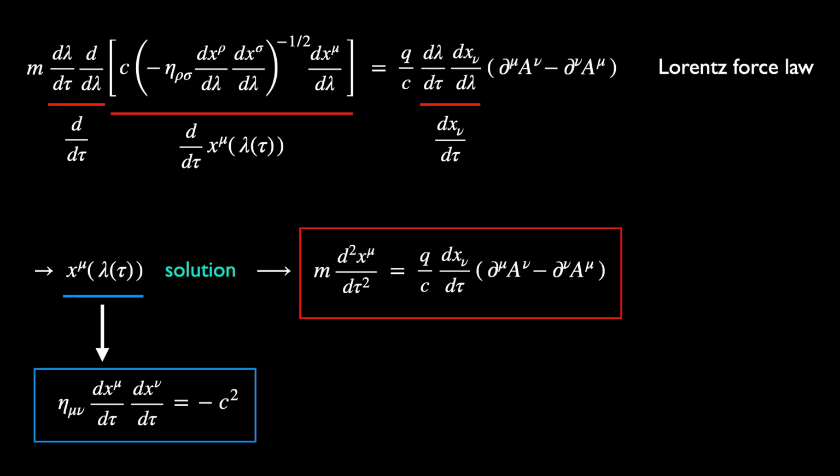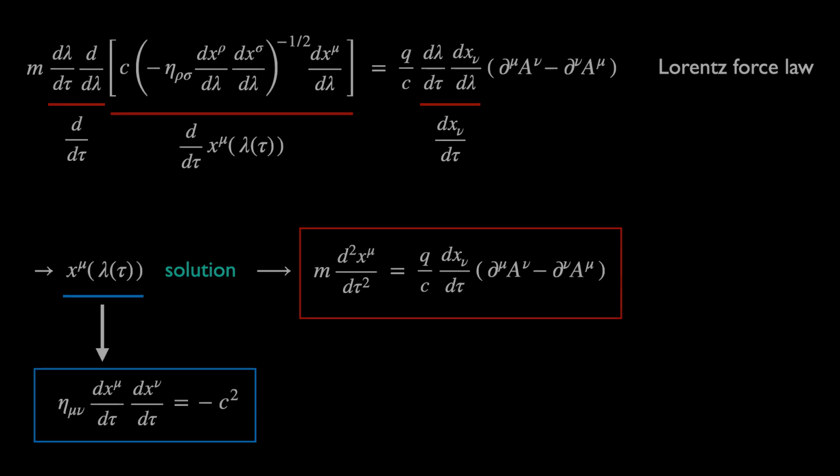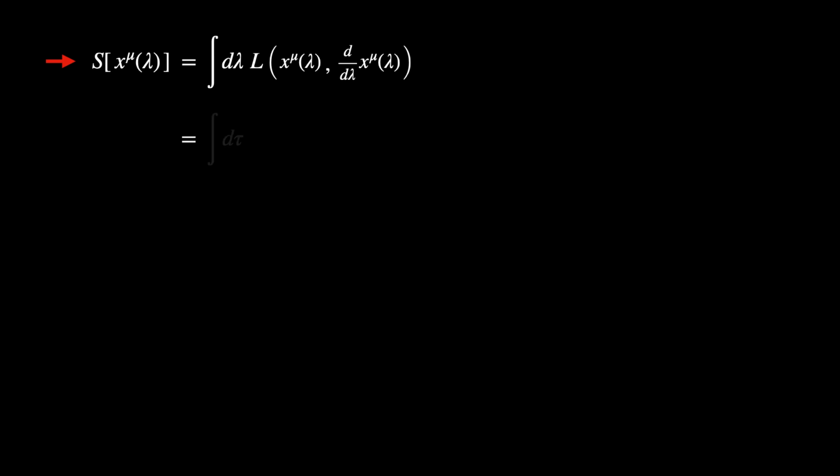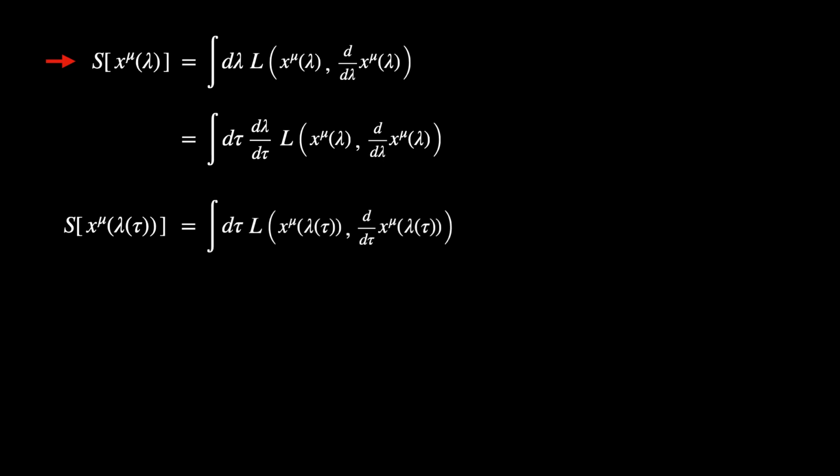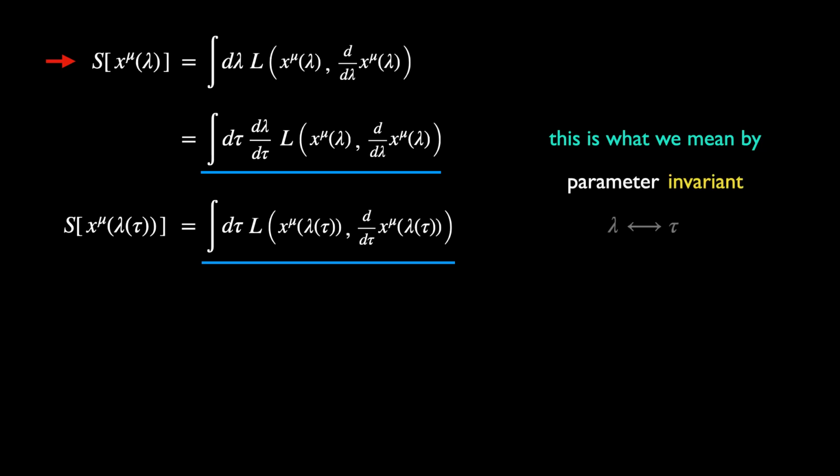This is always the case if we construct our action to be invariant under the change of the curve parameter lambda. Here's what we mean by a parameter invariant action. For the general curve parameter, the action looks like this. And we can express this in terms of a different parameter, tau, in the following way. Whereas if we have chosen tau to be the curve parameter right in the beginning, we should get this. The action is invariant under the change of parameter if these two are equal.